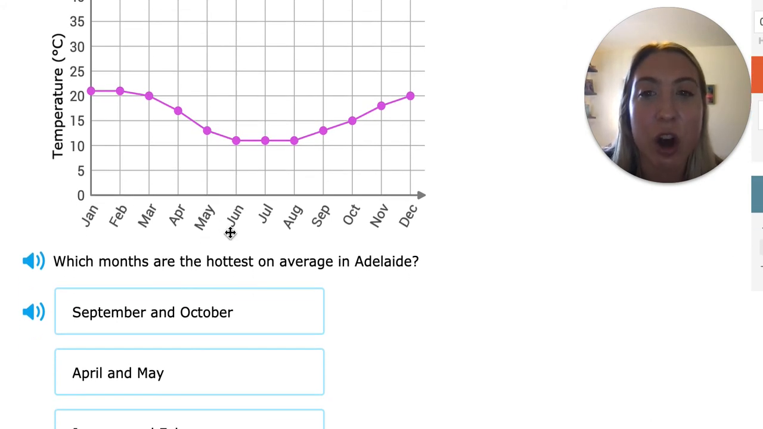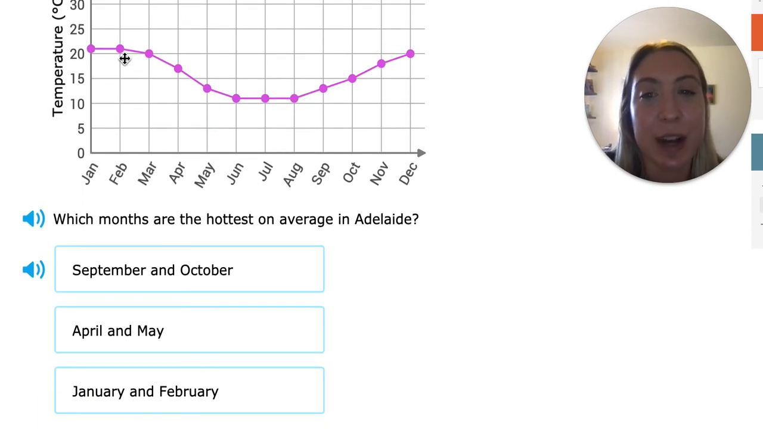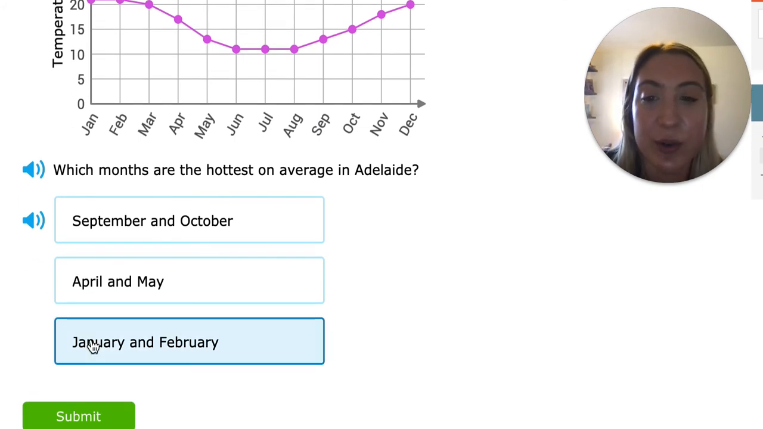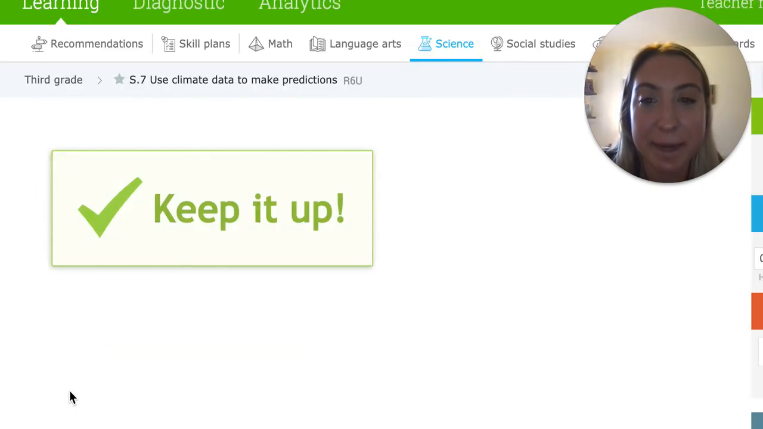So which are the hottest on average in Adelaide? I hope I said that right. But, so let's see, which one has the highest? September and October? Well, those two aren't the highest. April and May, again, there's still dots higher. January and February, it looks like those are the hottest on average because they have the highest dots. They're over 20, the rest were under 20. So we're going to say January and February.